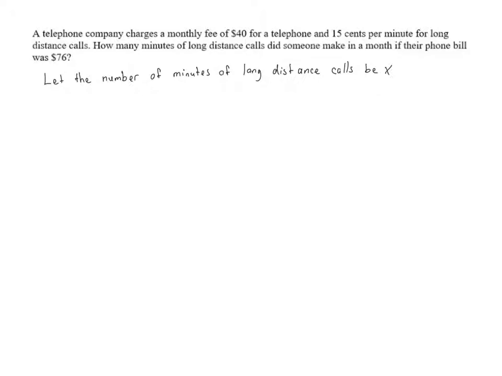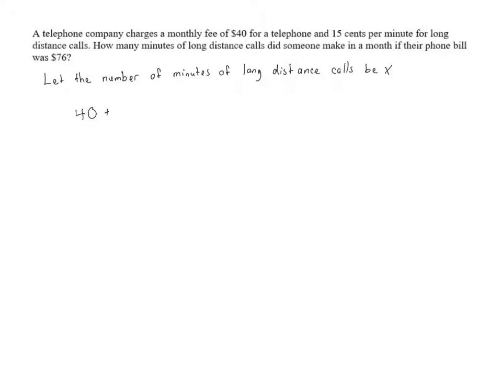Now, we need to write an equation that models the situation. And all of the numbers in the problem, the $40 for the telephone, the 15 cents per minute for long-distance calls, and the $76 for the bill, these all relate to the phone bill. So we want to write an equation that models how the phone bill is set up. Well, we know that the company charges $40 just for the telephone. So they start by charging $40. But on top of that, they also charge for long-distance calls.